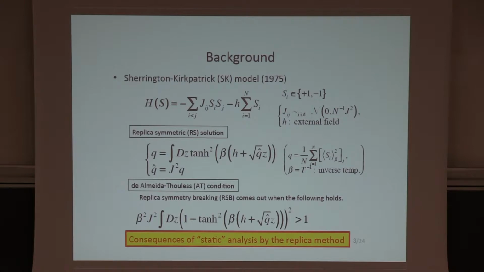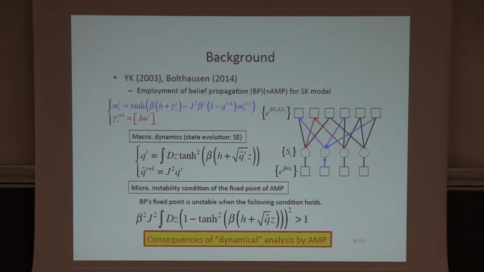Okay, this is a very famous work. And 16 years ago, for the same model, I applied the belief propagation algorithm, which is known as an approximate inference algorithm developed in artificial intelligence research. And the result is this one. And after this, Bolthausen showed this in a mathematically rigorous way. And you can see that this is the algorithm, so you have the time index here. But at the fixed point, this is reduced to the well-known Thouless-Anderson-Palmer equation for the SK model.